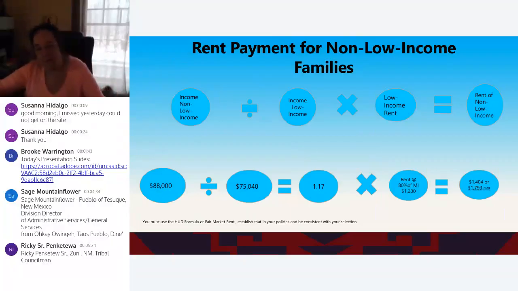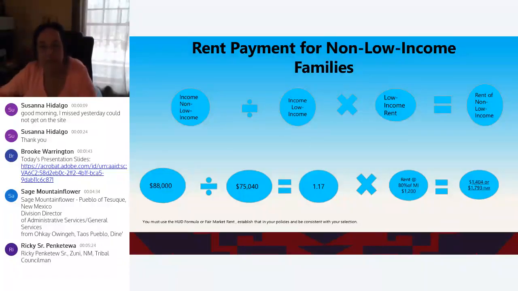So this is how I like to do it. Your income of your non-low income family is $88,000. You divide that by the income of a low income family, $75,040. Okay. That actually divided comes out to 1.17. You multiply that times the rent of your low income rent. So the rent at 80% of median income is $1,200. And you will either charge them $1,404, that's the formula equivalent, or you can go up to the fair market at $1,793. But you have to be consistent. We're either going to run the formula or we're going to charge everybody whatever fair market is. So that's how you do that.